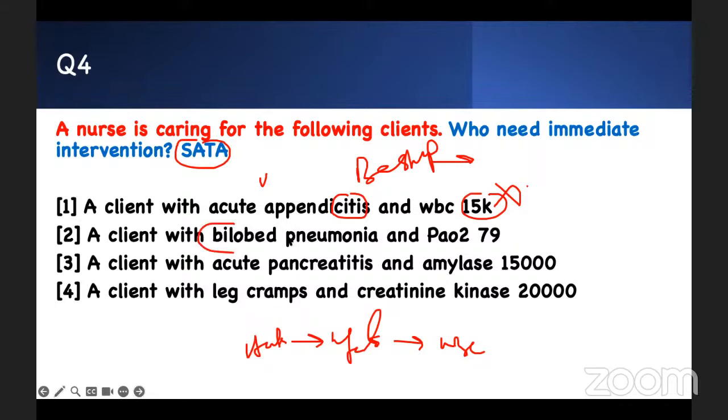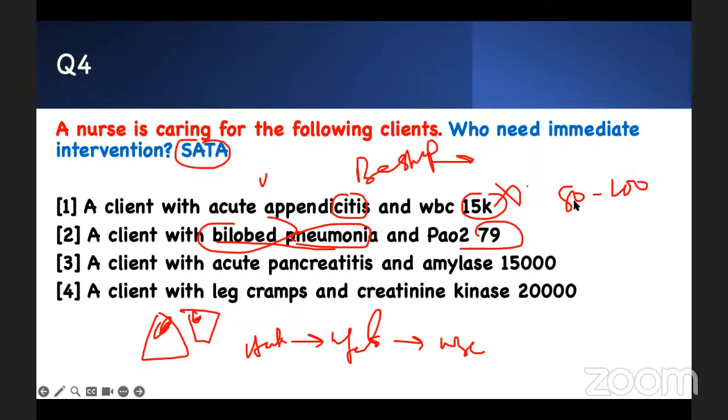A client with bilobed pneumonia. That means this is two lungs. He has pneumonia here. He has also pneumonia here. It's a fancy word to distract you. It's PO2 of 79. What is normal? 80 to 100. You want to see this patient. He has pneumonia. You're lucky that he has 79. That is what I want his saturation to be. I don't expect him to sat 100%. We will let him work his incentive spirometer. 79 to 80, just ignore it.